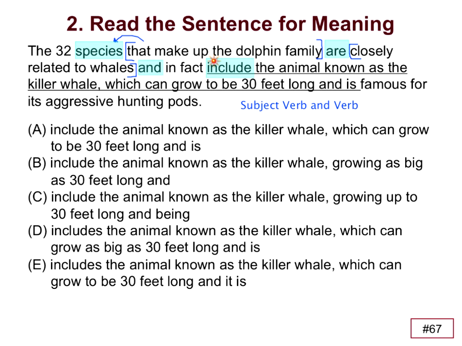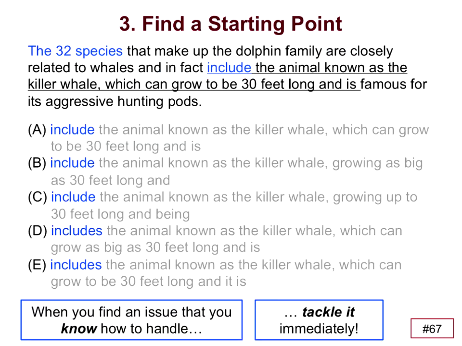Okay. So what we've just done here is step 3, which is find that starting point. So we went into it going, okay, includes, where's the subject? I'm reading it, I figure out the subject. Oh, this is the subject. And then if you know how to handle that, which you guys do, then you go ahead and tackle it. You go, okay, so which is it? Should it be include or should it be includes? Indeed. So species include is plural.